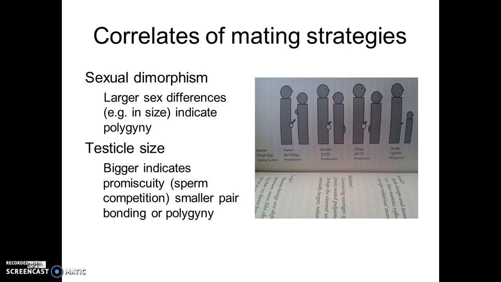When we have polygynous and polyandrous strategies, so this is when you have one male and multiple females, there tends to be a fairly substantial difference in sexual dimorphism. And sexual dimorphism usually just means the extent to which males and females of a particular species resemble each other. So if you think of something like dogs, for example, dogs are pretty low on the sexual dimorphism scale.